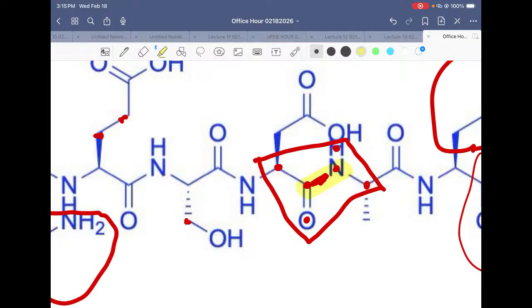Oh, I see. So it forces them to be in the same plane. They cannot go out. If this was a single bond, this thing would rotate. There would be no plane. So all 180 possibilities would be there. But because of this double bond character of this amide bond, it holds that in a plane.